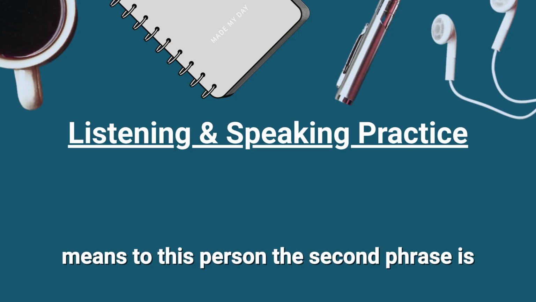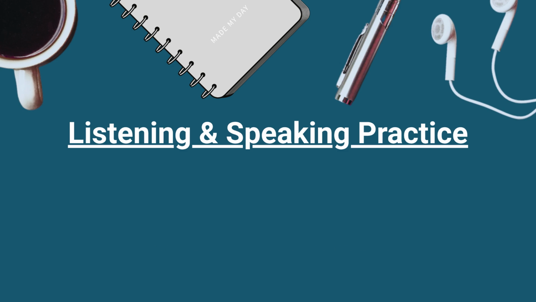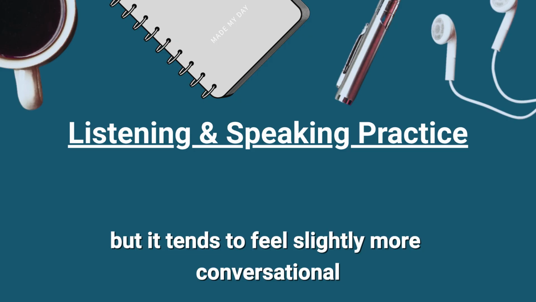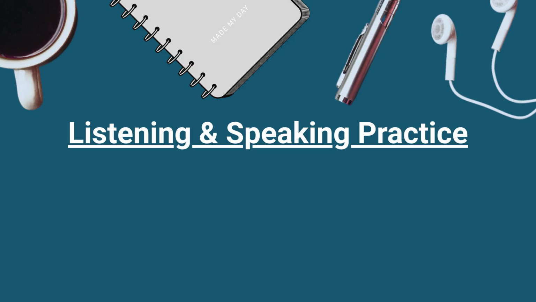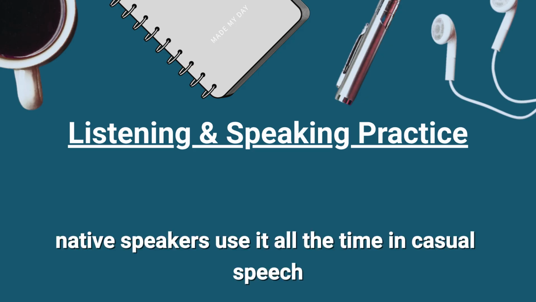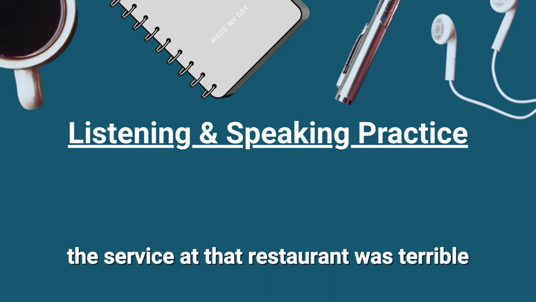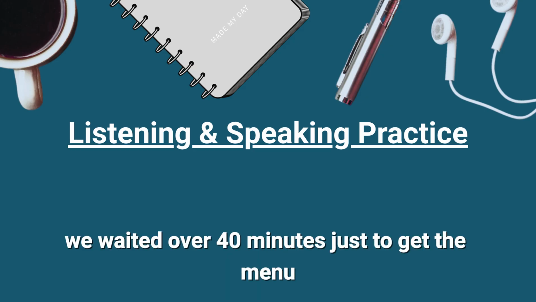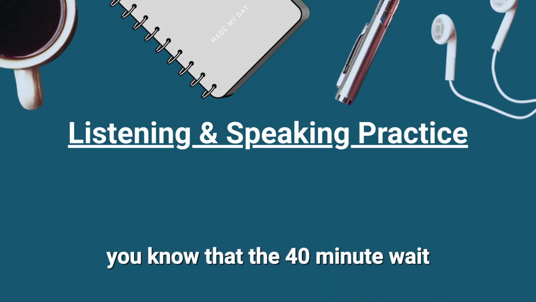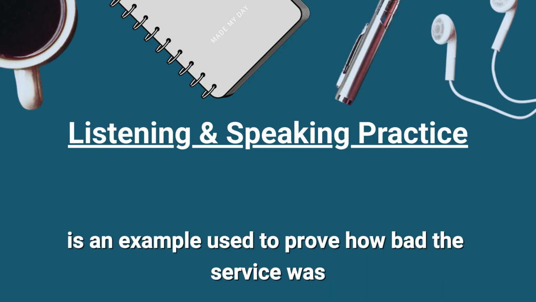The second phrase is "for instance." This one is very similar to "for example," but it tends to feel slightly more conversational and a little softer. Native speakers use it all the time in casual speech. If your friend says, "The service at that restaurant was terrible. For instance, we waited over 40 minutes just to get the menu," you know that the 40-minute wait is an example used to prove how bad the service was.